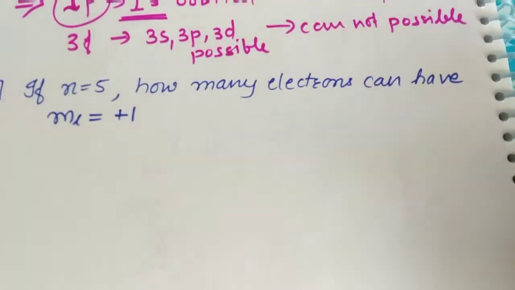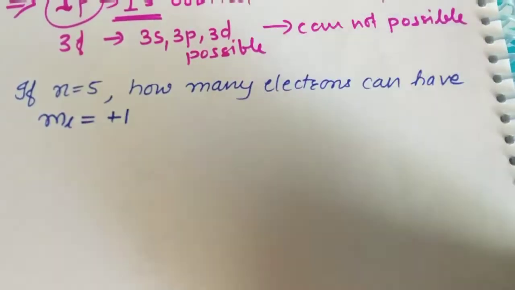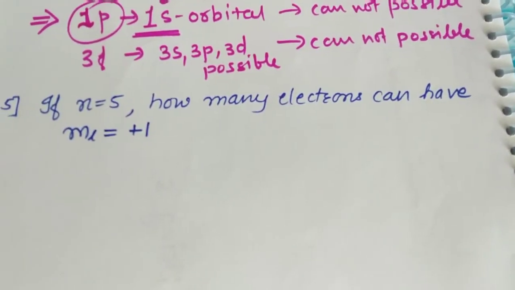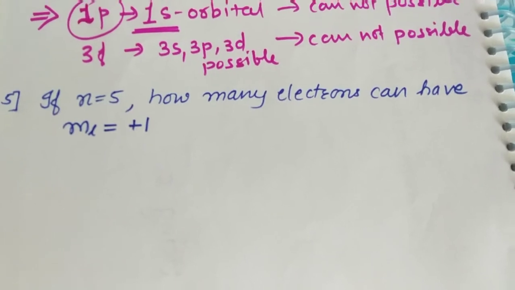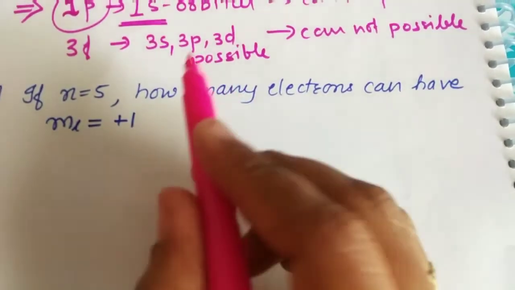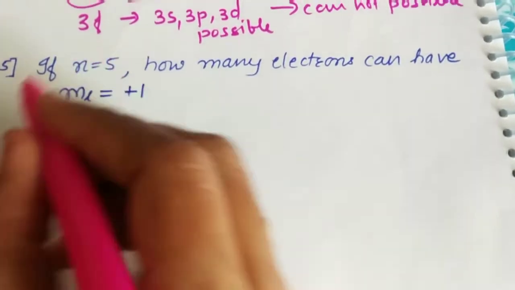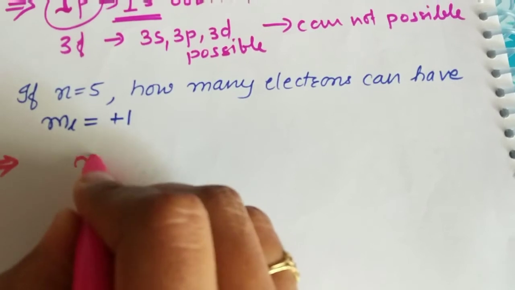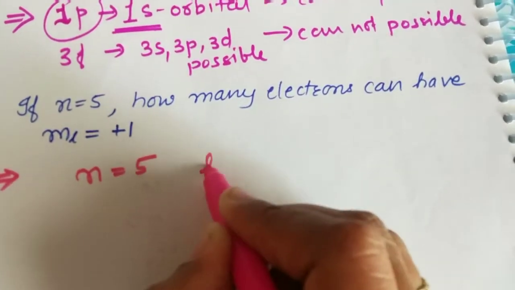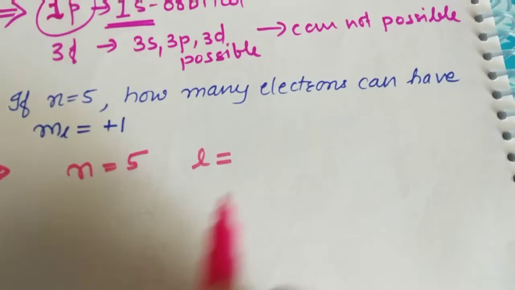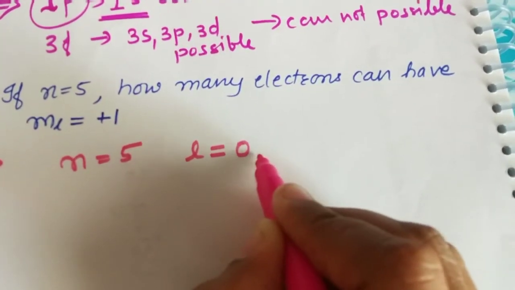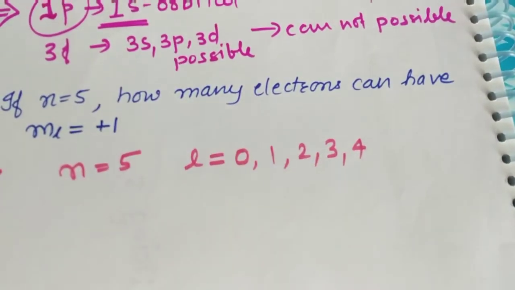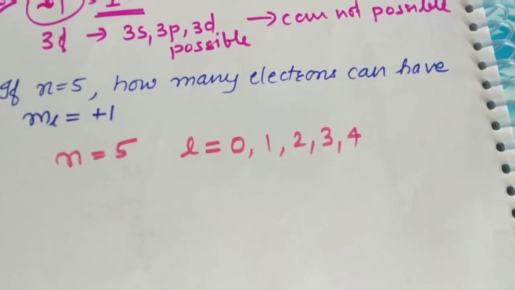Now let's solve this question. How we are going to solve this question, let me tell you. In this question they asked that if n is equal to 5, how many electrons can have ml equal to plus 1. Now let's solve. If I am solving this, n is equal to 5, it means L can be, how are we calculating L? From 0 to n minus 1. So 0, 1, 2, 3, 4. Am I correct? Okay.